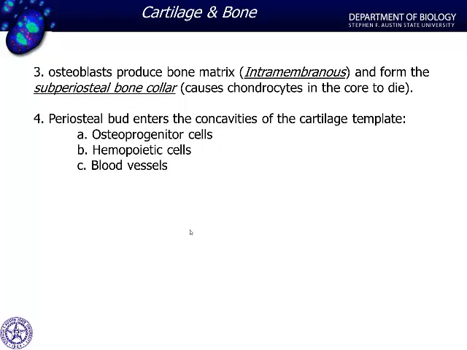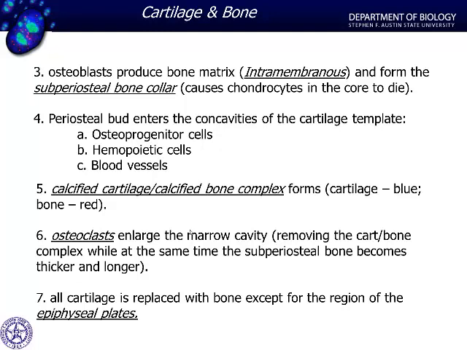Then the vascular buds coming in from that periosteal layer invade into the space. They're bringing in the osteoprogenitor cells that are going to be laying down the secondary bone. They're also bringing in stem cells for hematopoietic tissue, the red cells and the white cells, and also blood vessels entering into that area.